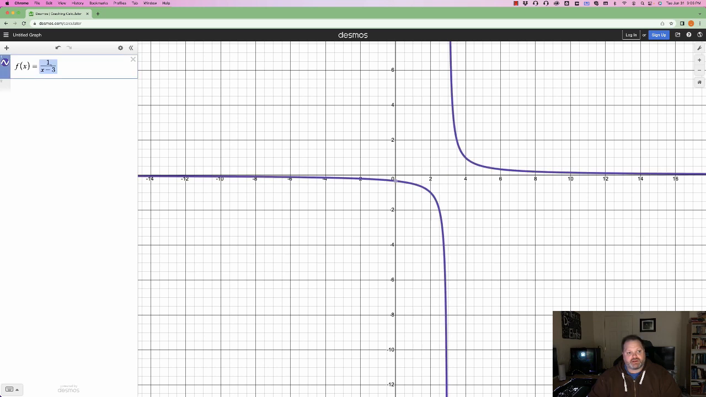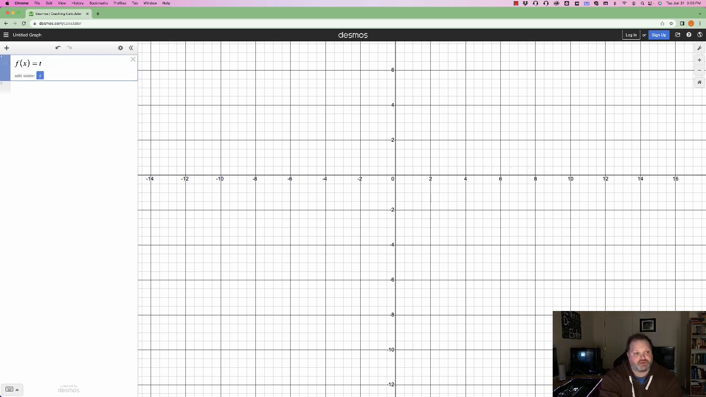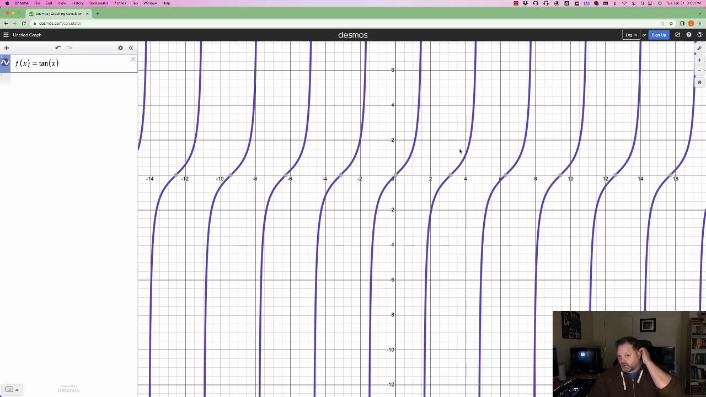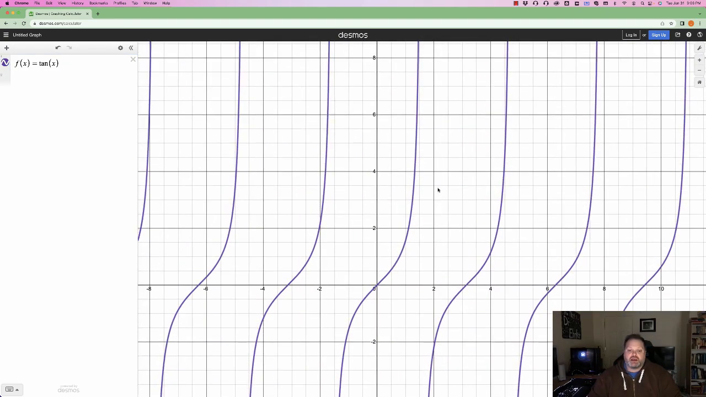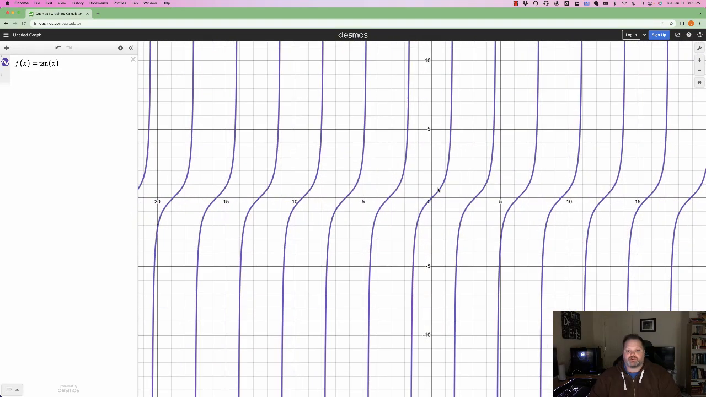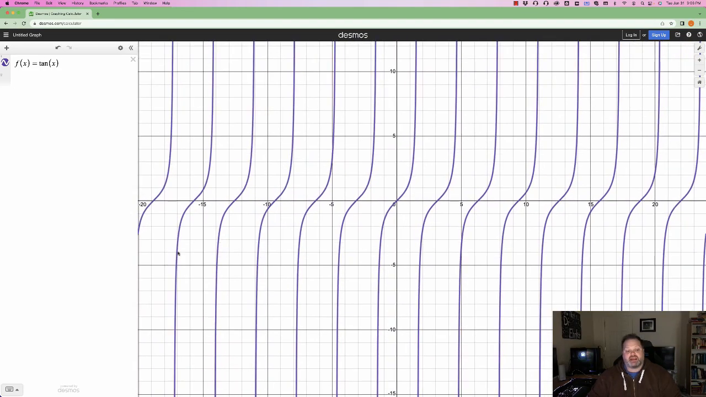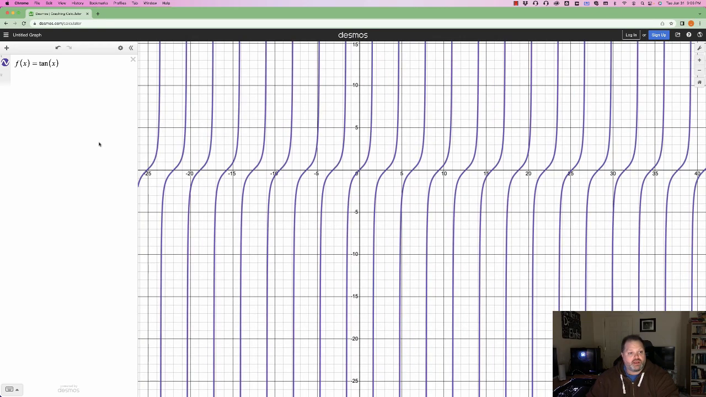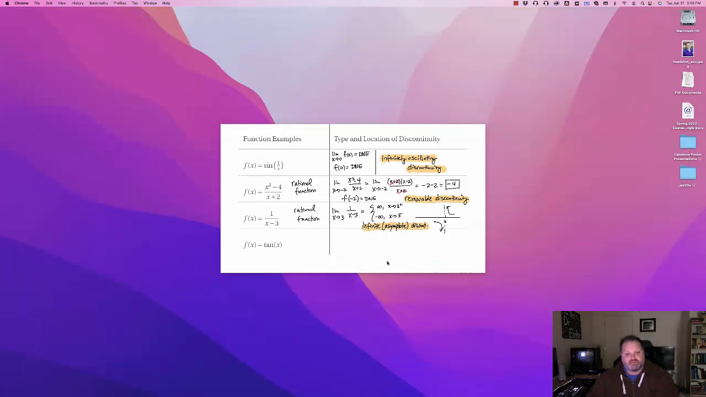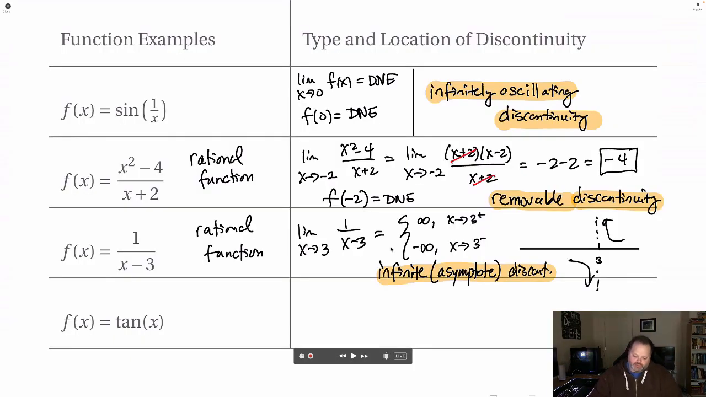The last one that's on our list in the lecture notes is the tangent function. It's a function you should all be familiar with. And the purpose of me showing you this graph is to show you that it is possible to have an infinite number of these infinite discontinuities or vertical asymptotes. The function tangent, if you will recall, is defined as sine divided by cosine. So when we look at tangent of x, it is sine divided by cosine.